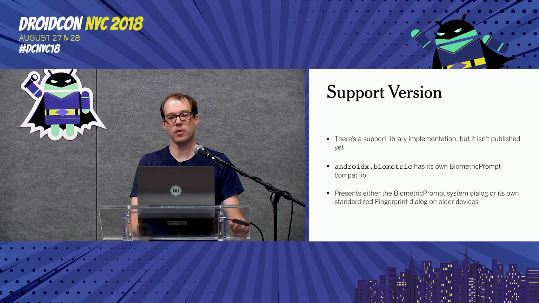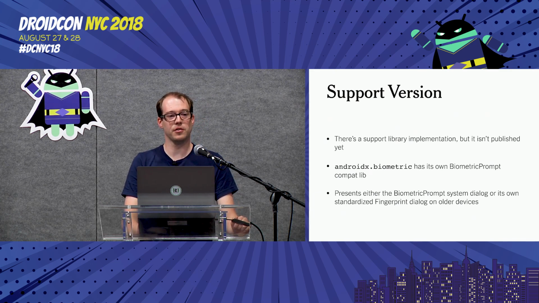There's also a support library version, but it unfortunately isn't published right now as of the time of me giving the speech today. So you can find it, though, in androidx.biometric. And since AndroidX has been open sourced and that development is happening out in the open, you can go to the AOSP AndroidX repository and take a look in there and see what the API is going to start looking like.